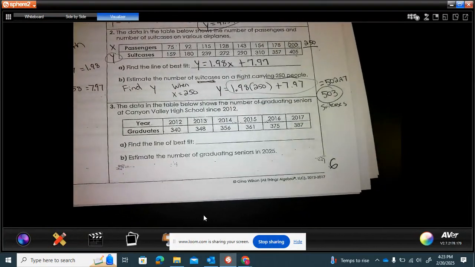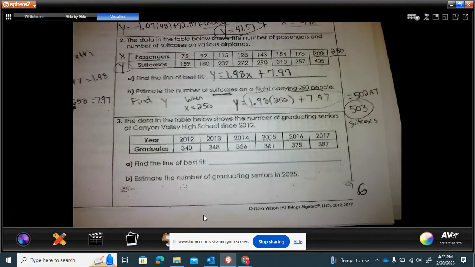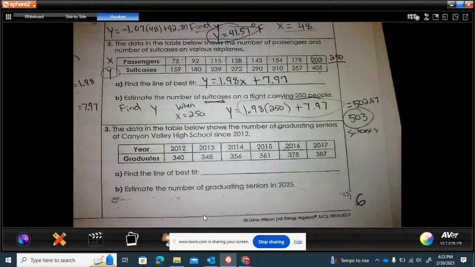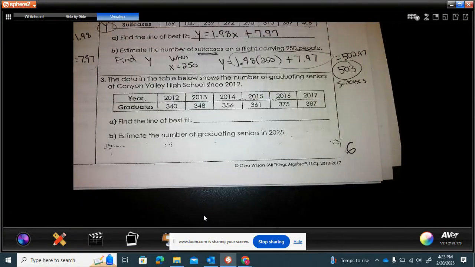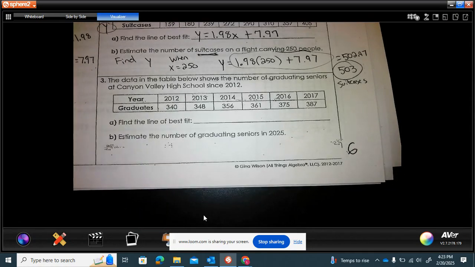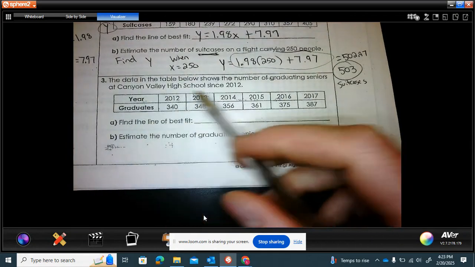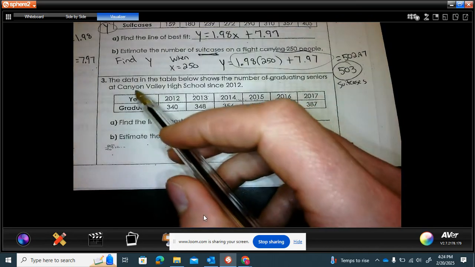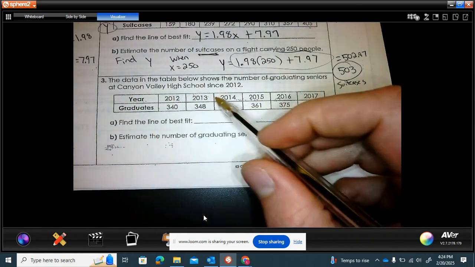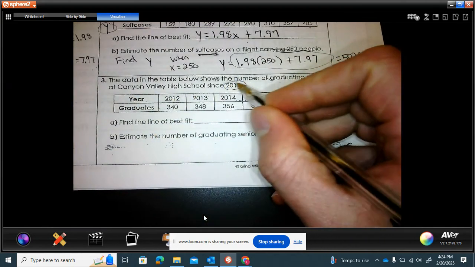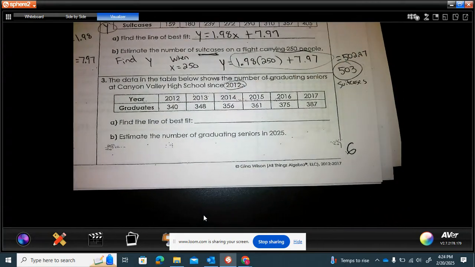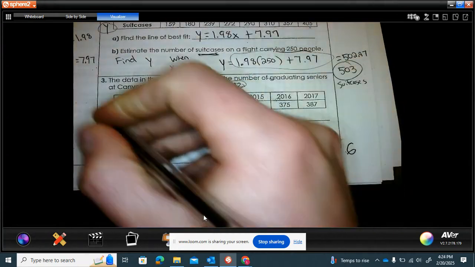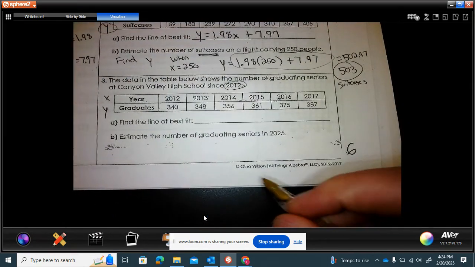All right, so there's one other question that I want to get to about this linear regression. I didn't want that video to be super long. This is if they use years. Sometimes Delta Math will use years instead. It says it's the data showing the number of graduating seniors at Canyon Valley High starting since 2012. So when we type this in, the year will be X, the graduates will be Y.